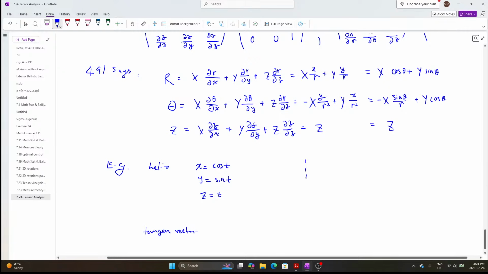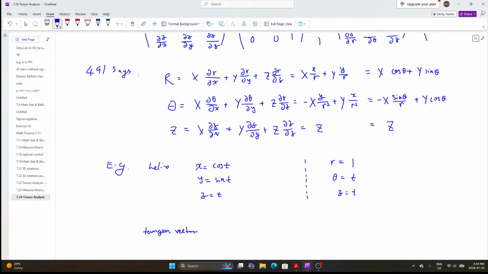Okay, and then what is the description in polar coordinates? Little r is constant 1, theta grows like t, and z also goes like, actually, you know what, this should be little z. I'll read your comment in a second, all right? So little z is t. That's unchanged.